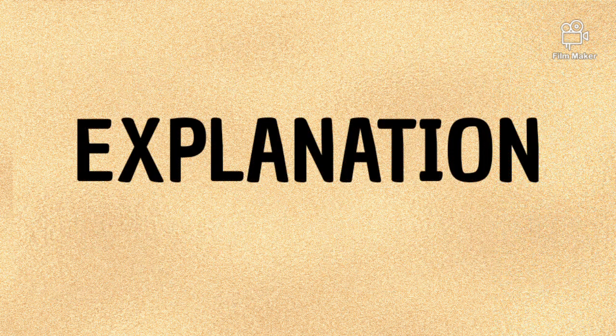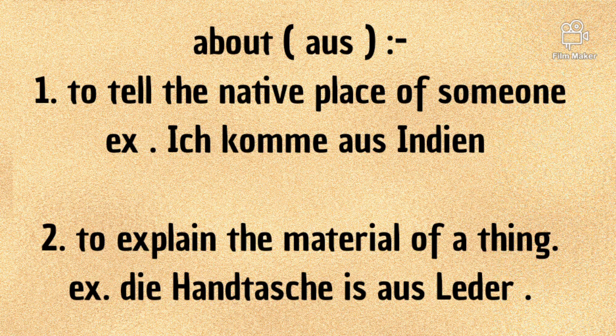Now explanation. So we'll talk about aus. So it is to tell the native place of someone. Ich komme aus Indien. It means I come from India. Next, to explain the material of a thing. So in this: Die Tasche ist aus Leder. It means this handbag is made out of leather. So in that way, you know that leather is a material.